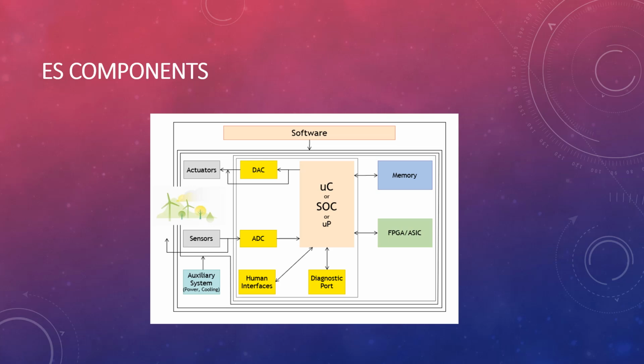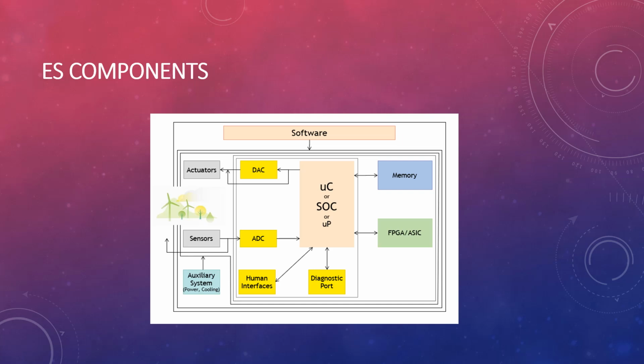A microcontroller is a compact integrated circuit designed to govern a specific operation in an embedded system. It typically contains a processor, memory, and input-output peripherals. System on chip. A system on chip integrates all components of a computer or other electronic systems into a single chip. This includes the CPU, memory, input-output ports, and secondary storage. Then let's talk about a microprocessor. A microprocessor is a general purpose central processing unit used in computers and similar devices.